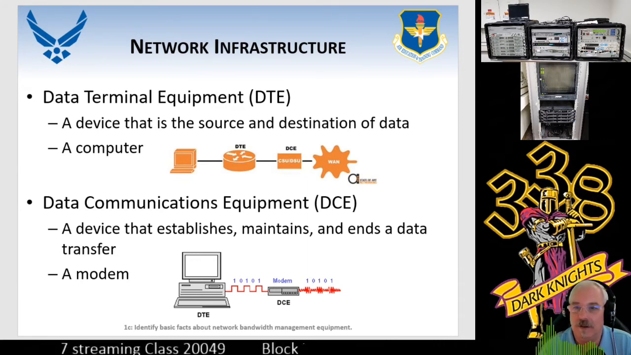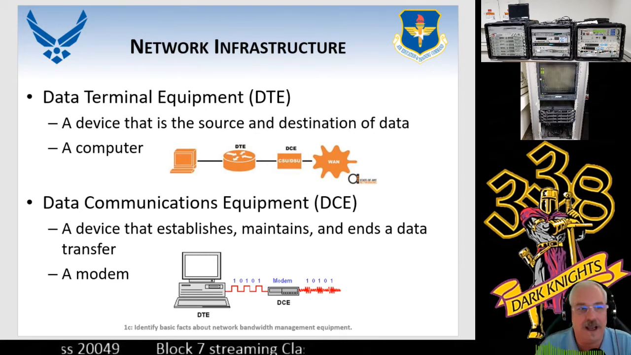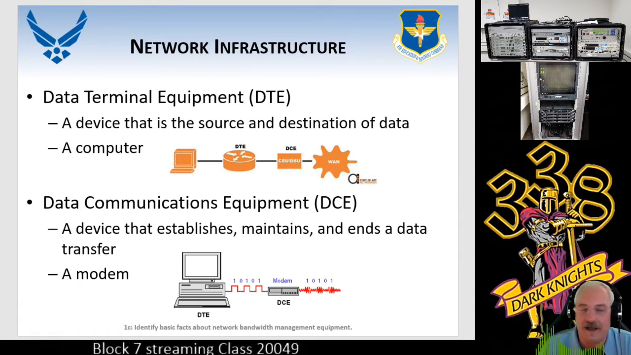And what it's doing is it's looking at the errors that it might encounter when it sends it and receives it. With DCE, this is a communications device that puts all those ones and zeros and sends it to the distant end. An example would be a modem. So DTE, an example would be a computer. DCE would be a modem.